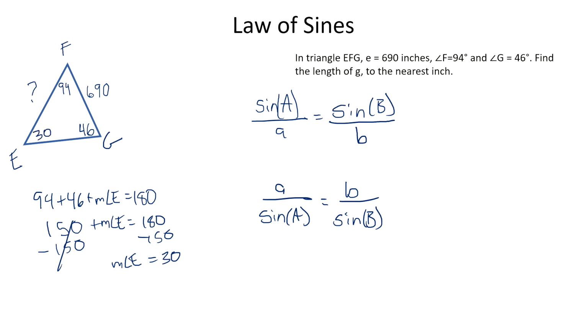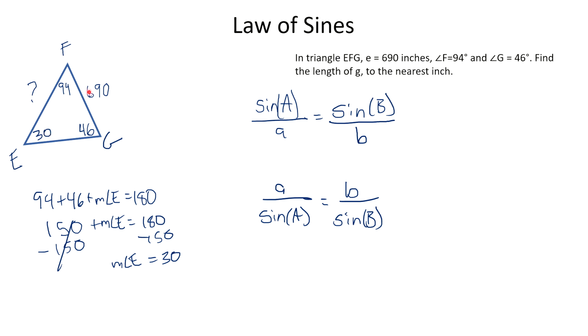30. Now that I know my angle, I can do the sine of 30 over 690 equals the sine of 46 over question mark. A lot of you might be wondering, why did we use 30? Why didn't we use our 94? Well, the thing with 94 is that we don't know its opposite side. If I knew its opposite side, sure, then I could use it. But since I don't, it's not going to help us out in this equation.